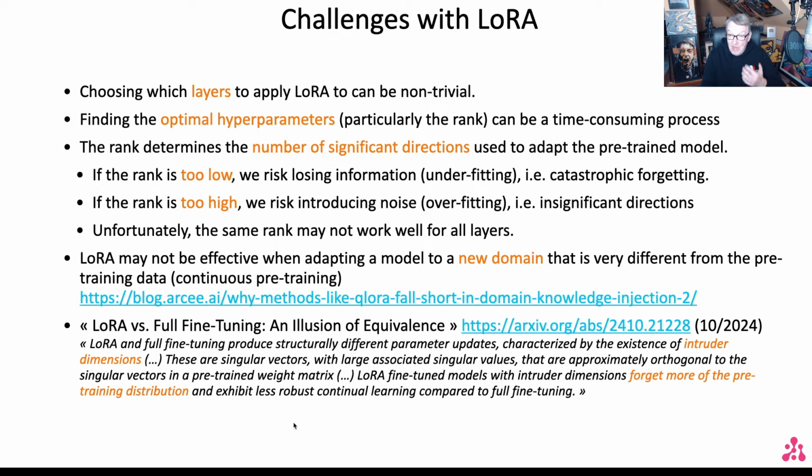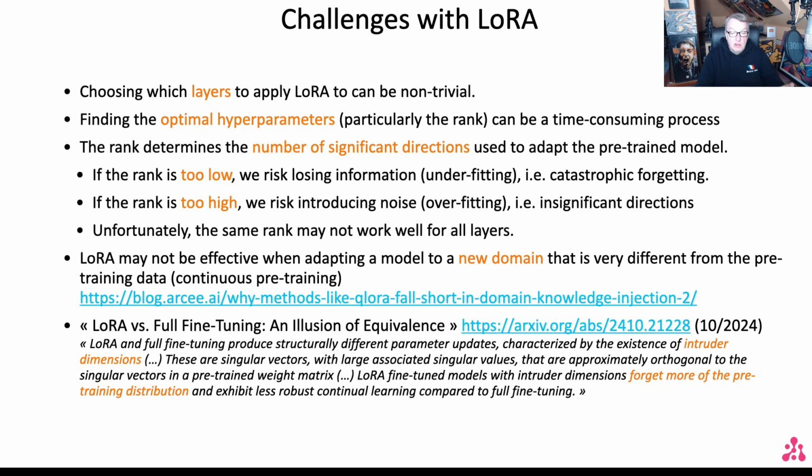The main finding in the paper is that the LoRA fine-tuned models have what they call intruder dimensions. Remember those singular vectors, which are the basis for row space or column space? Well, LoRA models have net new dimensions that did not exist in the original model. So does this explain why LoRA can fail sometimes? Does this explain why LoRA models tend to forget?